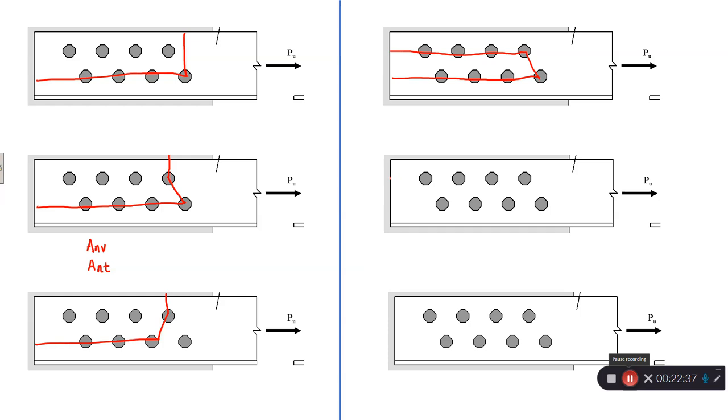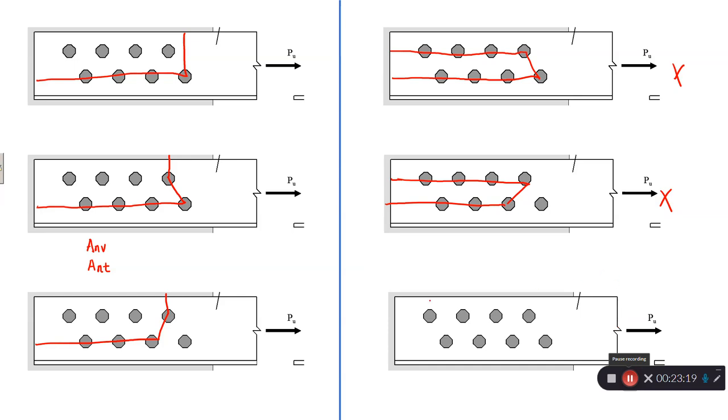So similarly, it could fail like this, or so I will say. All these shear blocks with two shear planes are not likely to control, because they will yield much more block shear strength, since there are two shear planes that you can use to resist all the tension load. So I will cross out these two.